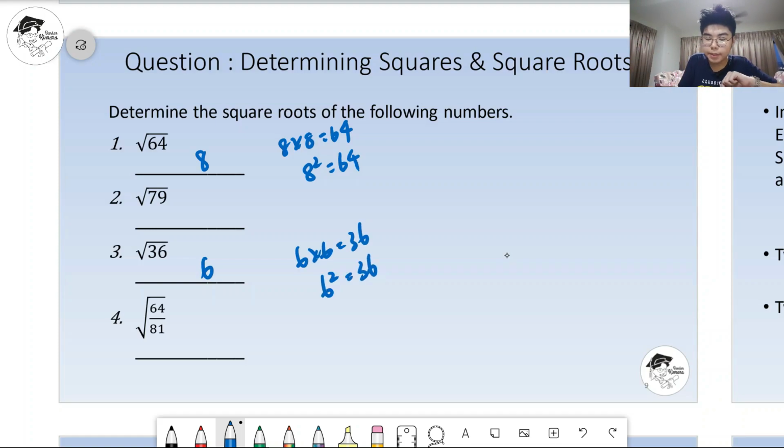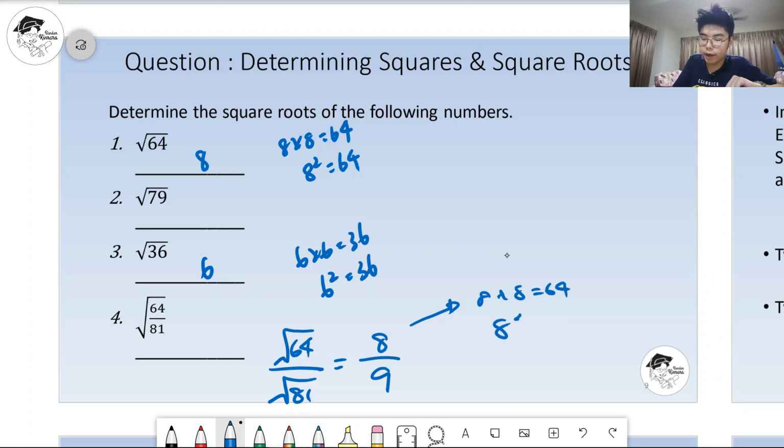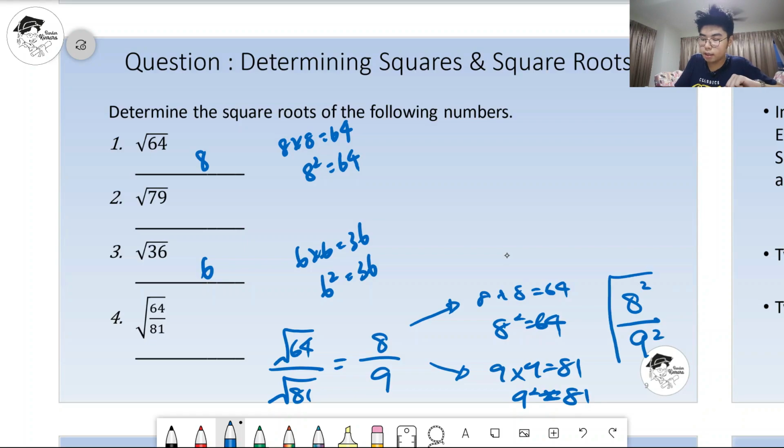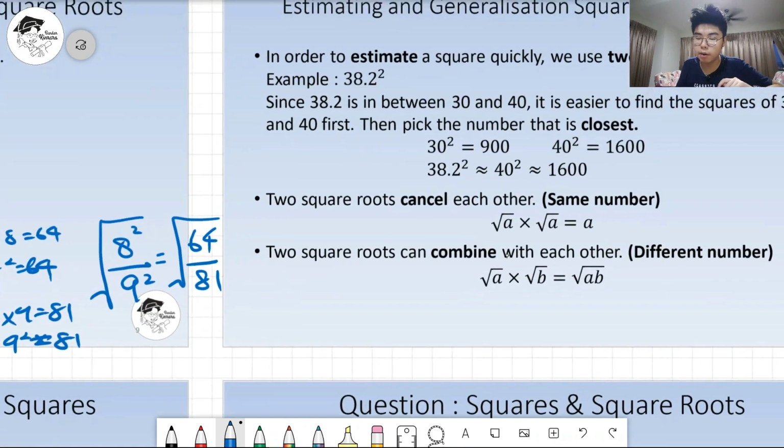Okay, 64 and 81, nampak tak? Pecahkan dia. The square root of 64 over 81 actually means square root of 64 over square root of 81, going to give you 8 over 9. Why? Because 8 times 8 is 64, or 8 squared is 64. And 9 times 9 is going to give you 81, or 9 squared is 81. So 8 squared over 9 squared, this one is actually going to be this one. So that's it. You just play around with numbers and you can get it.